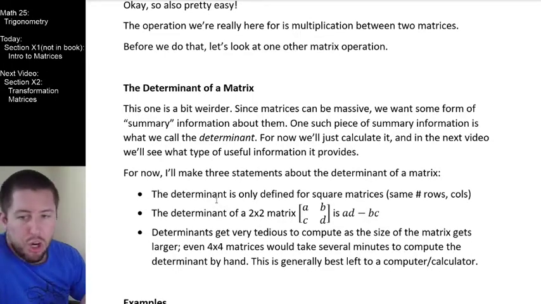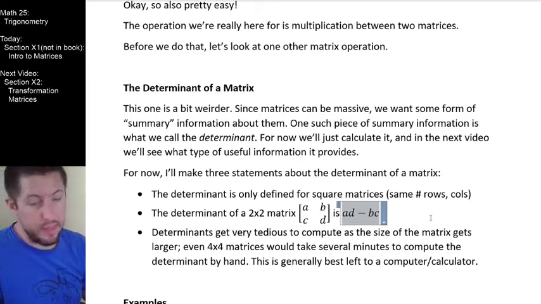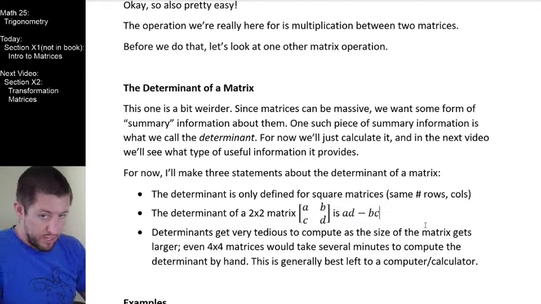There is no defined determinant for that. It's not a square matrix. A square matrix has the same number of rows and columns, an n by n matrix. The determinant of a 2 by 2 matrix, if we just list the terms as A, B, C, and D, will be AD minus BC. So that's your formula right there for the determinant of a 2 by 2 matrix.